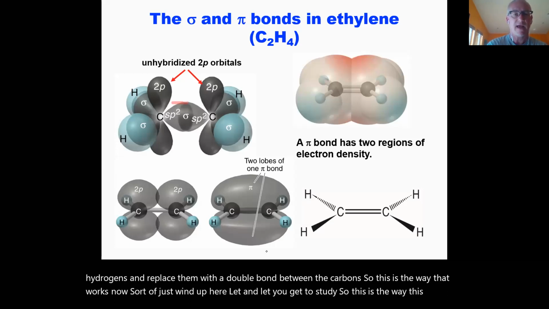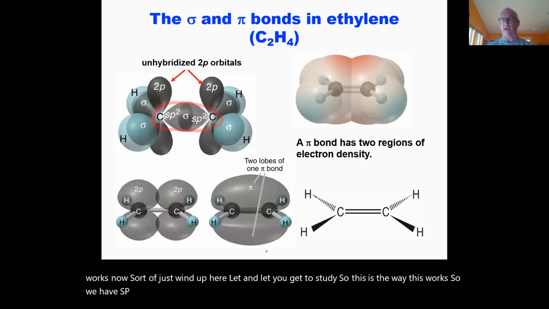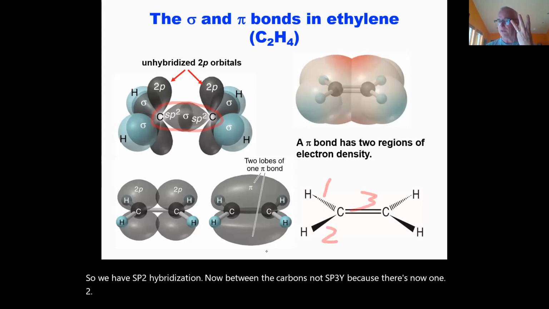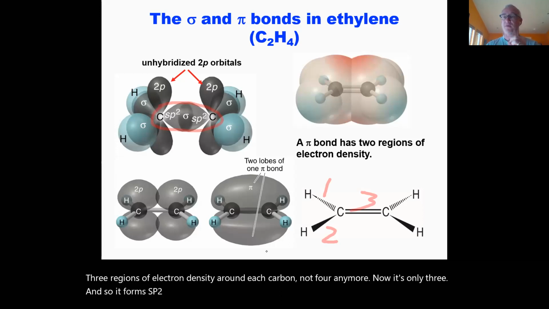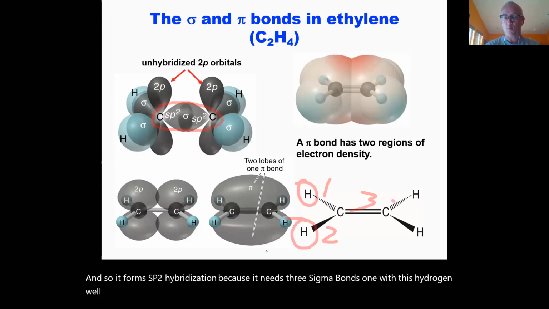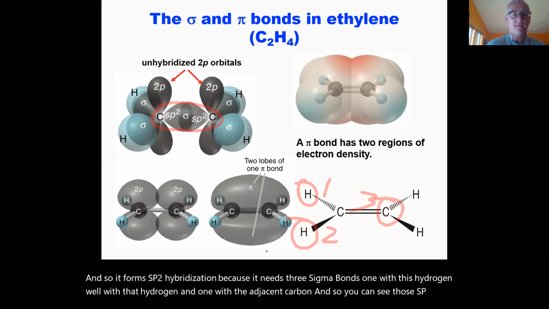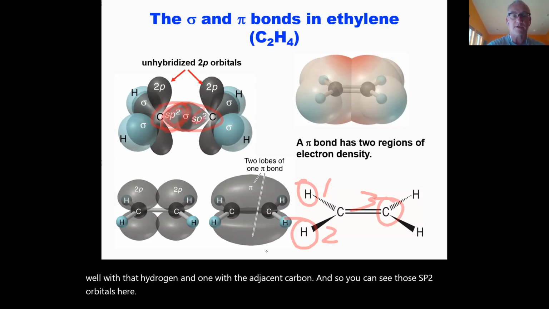So we have sp2 hybridization now between the carbons, not sp3. Why? Because there's now 1, 2, 3 regions of electron density around each carbon, not 4 anymore. Now it's only 3. And so it forms sp2 hybridization because it needs 3 sigma bonds, one with this hydrogen, one with that hydrogen, and one with the adjacent carbon. And so you can see those sp2 orbitals here. These are the sp2 orbitals in the middle.